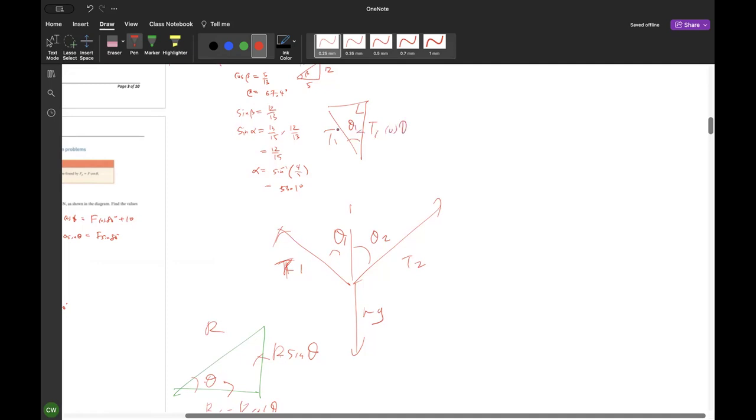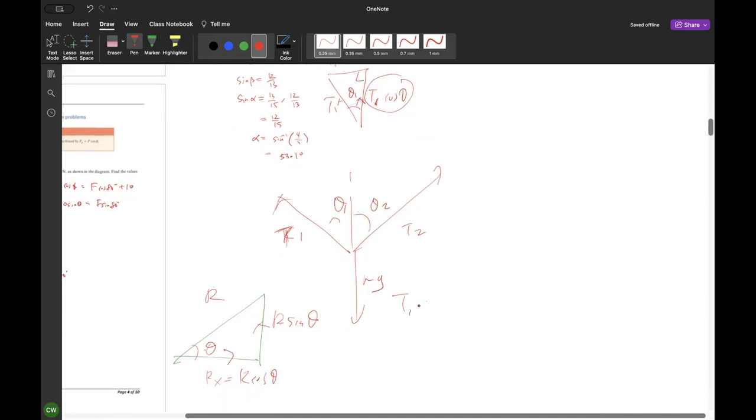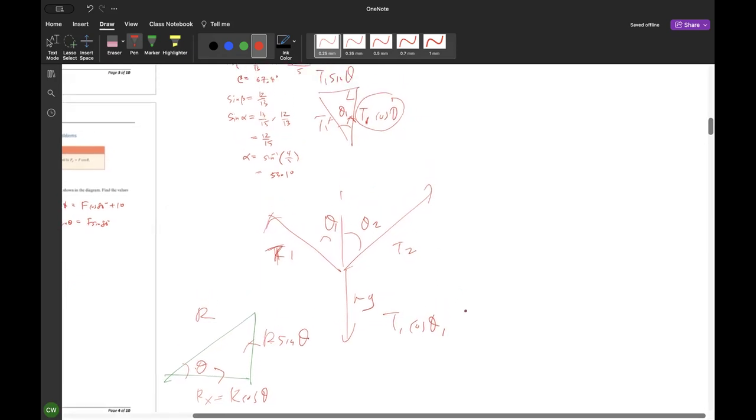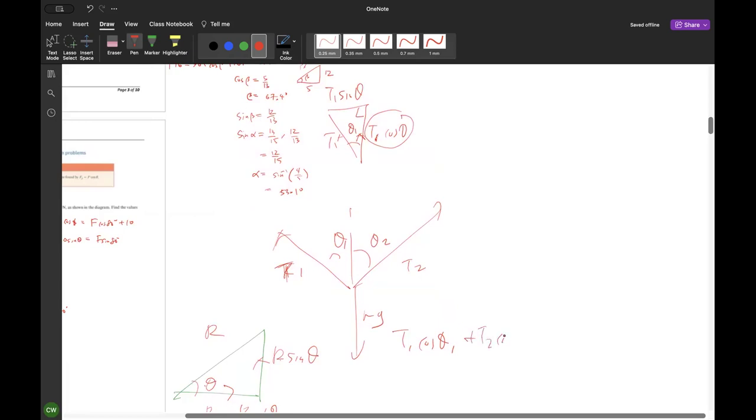It can be split into two components. T1 cos is next to the angle. T1 sin is opposite of the angle. So when you sum up, this one is next to the angle. That means T1 cos theta, next to the angle, is cos. This one is also next to the angle, another cos. That is equal to the downward force.